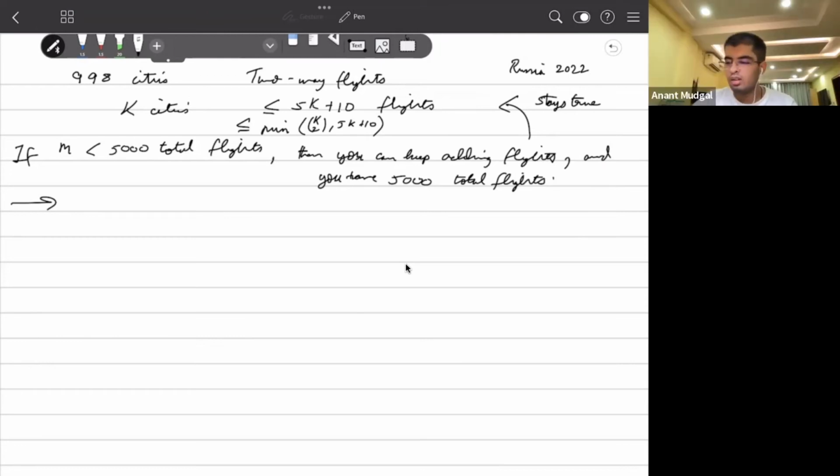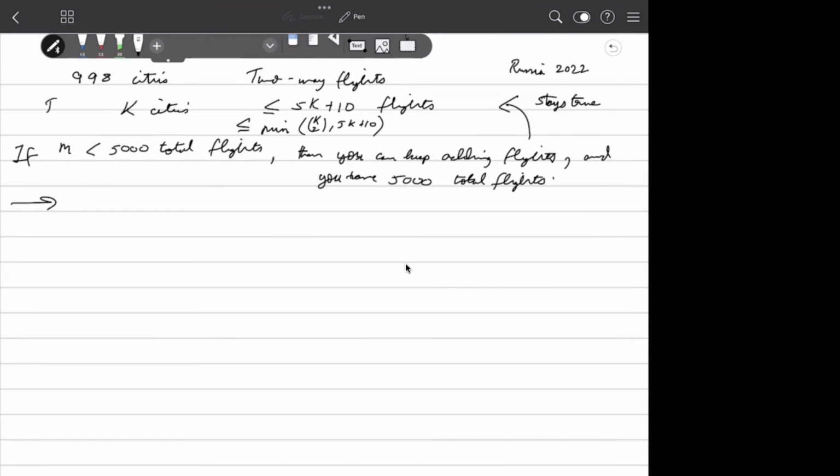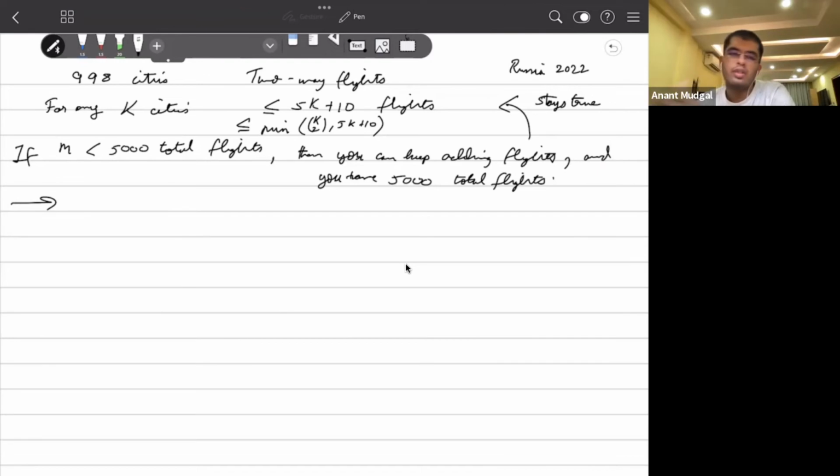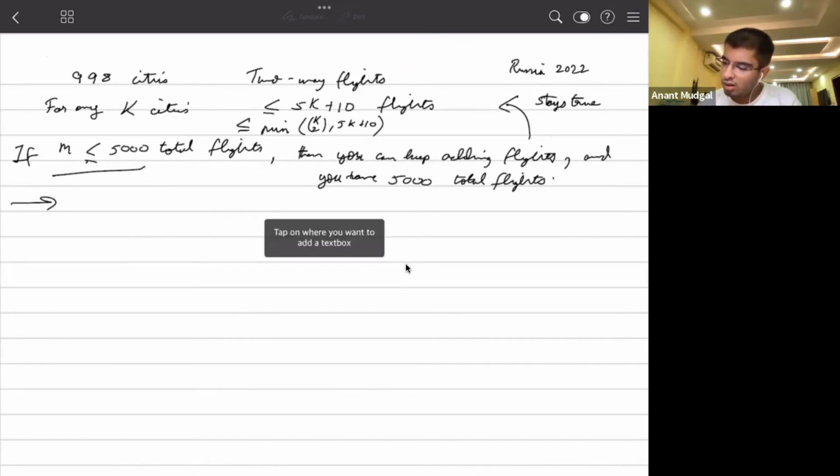Sorry, but was the k fixed? No, so for any k. Okay. Any k cities, you have this condition. So even for the whole graph, you have this condition which gives you this thing. And then you can keep adding things to make it actually 5,000 and still have this condition be true everywhere. Don't worry too much about the 5 and 10, they're random constants. I think that doesn't really matter much.